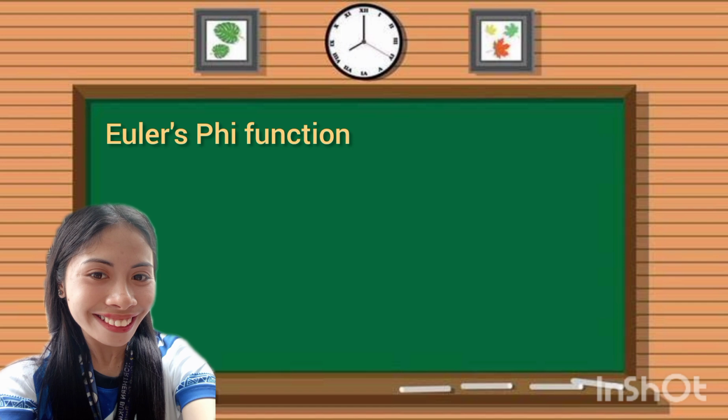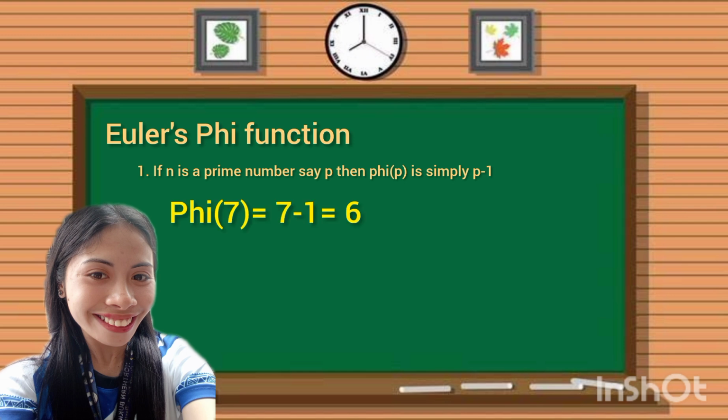Now let's talk about some special cases that make Euler's phi function easier to calculate. First, if n is a prime number, say p, then φ(p) is simply p minus 1. For instance, φ(7) is equal to 7 minus 1, which is 6, since 7 is a prime number and all numbers less than 7 are coprime with 7.